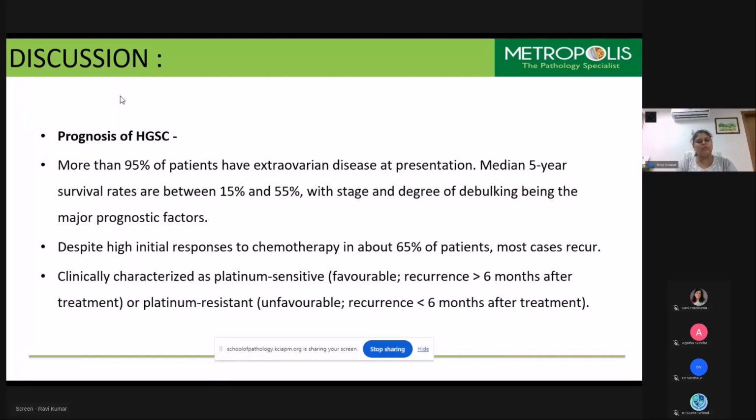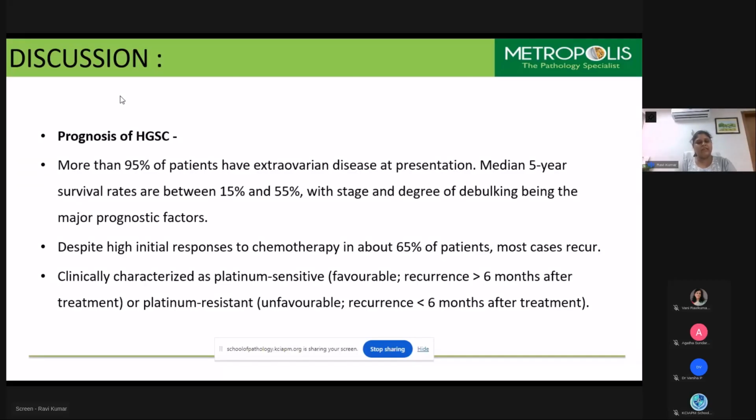So what is the prognosis of high-grade serous carcinomas? More than 95% of patients have extra-ovarian disease at presentation. They have a median 5-year survival rate between 15 to 55%, depending on the stage and degree of debulking done. And despite the high initial responses to chemotherapy, in about 65% of patients, they recur.